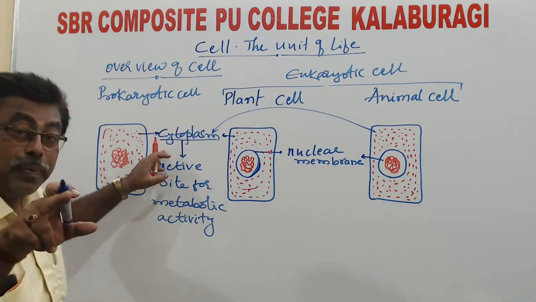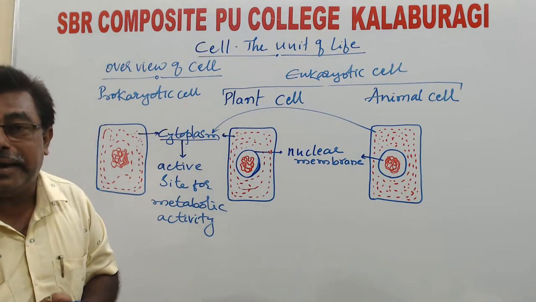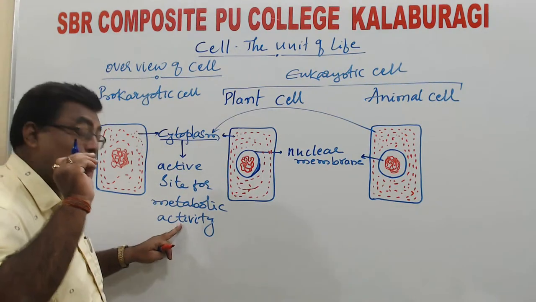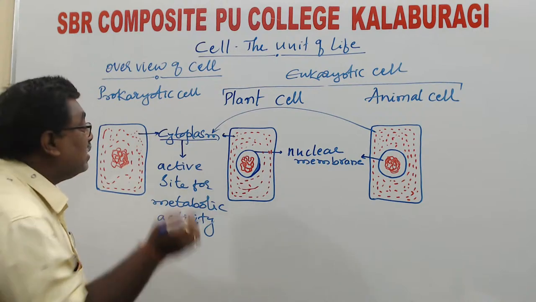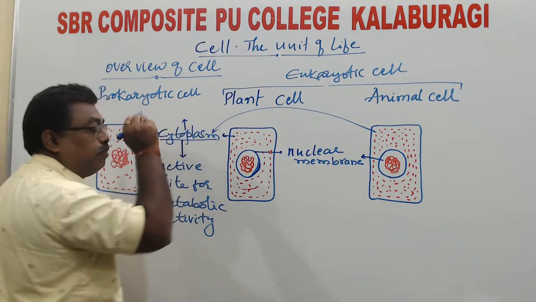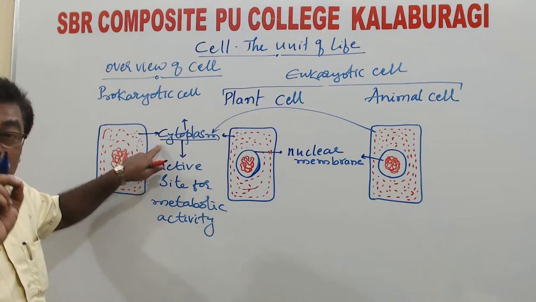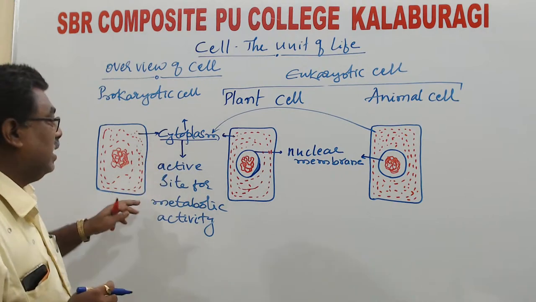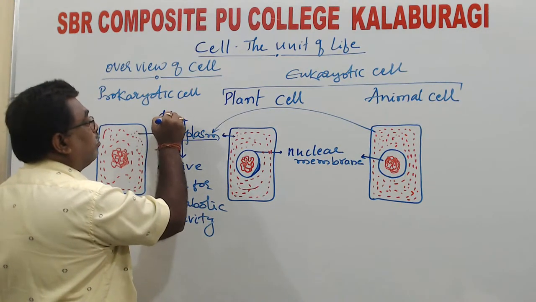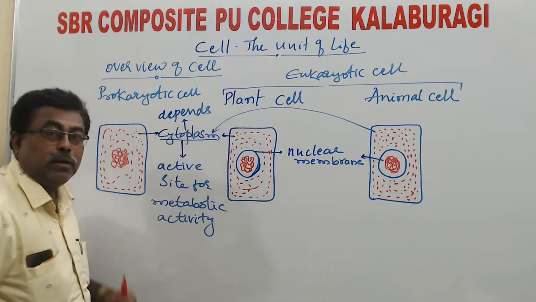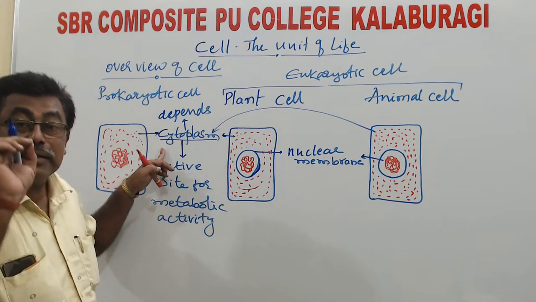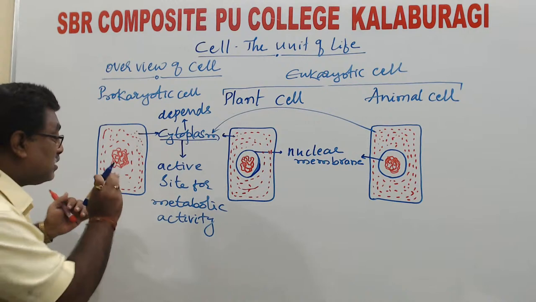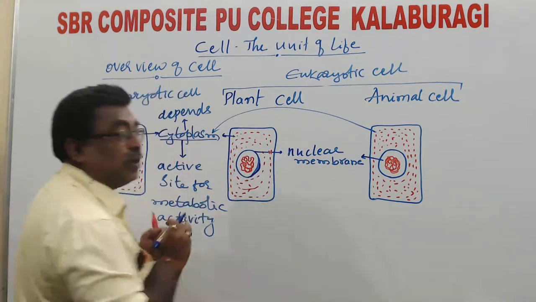And this cytoplasm is the active site for the metabolic activities. Okay, then the amount of cytoplasm depends upon the size and shape of the cell. So this is the prokaryotic cell and this is the eukaryotic cell.